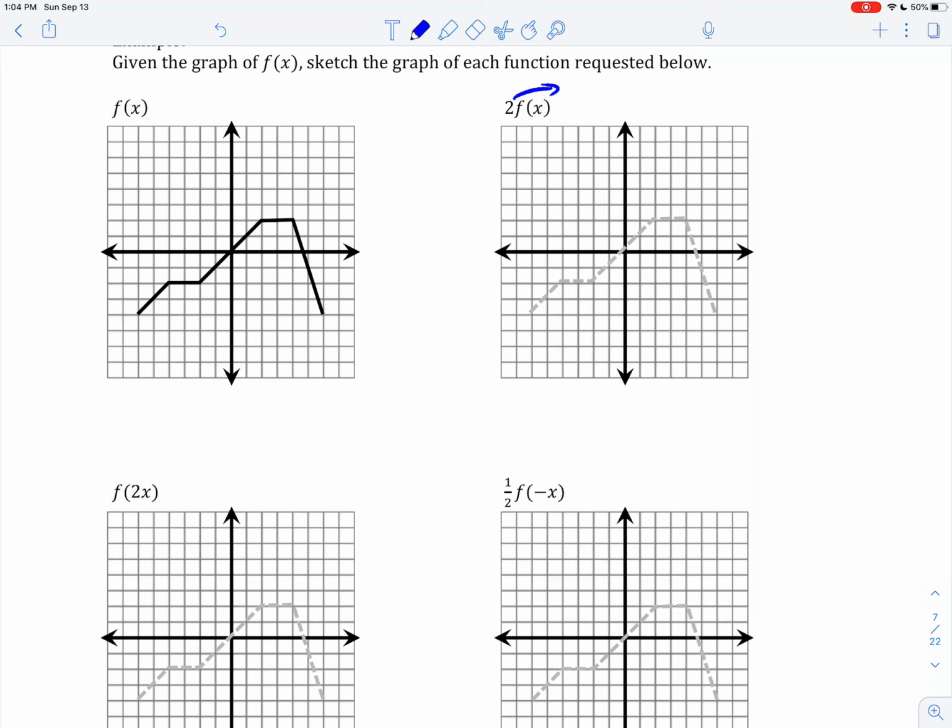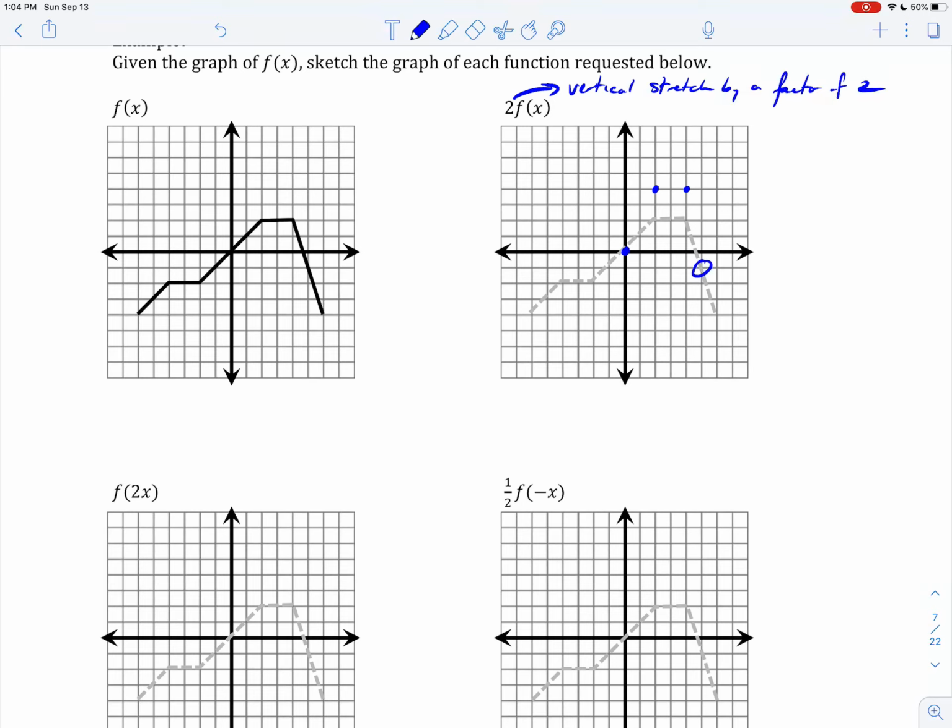I'm going ahead. I'm going to do a vertical stretch by a factor of 2, which effectually means I'm multiplying all my y values by 2. Here we had 0, staying 0. Over here, that was 2. I multiply by 2 to give me 4.